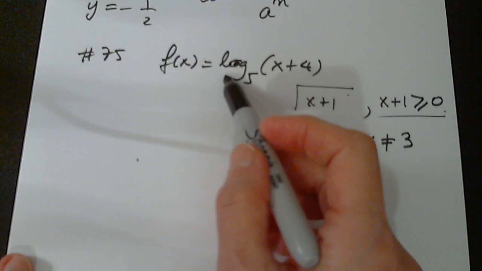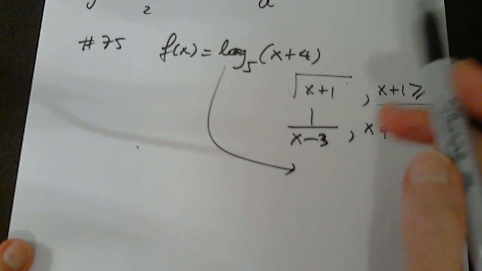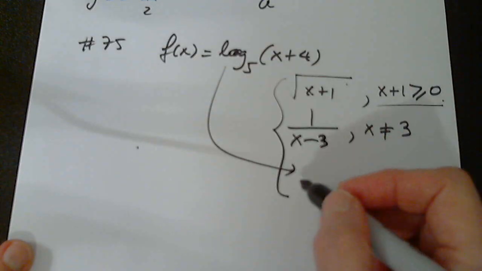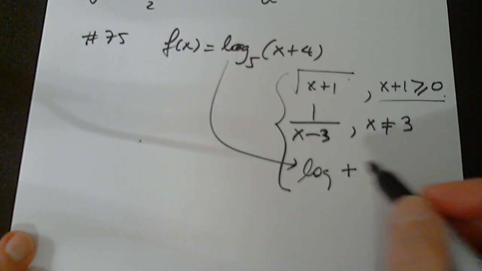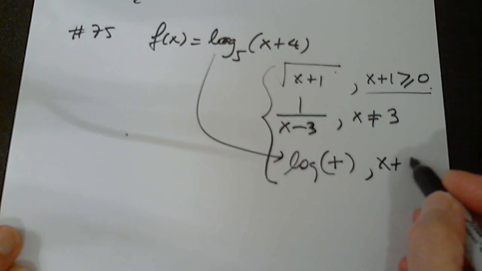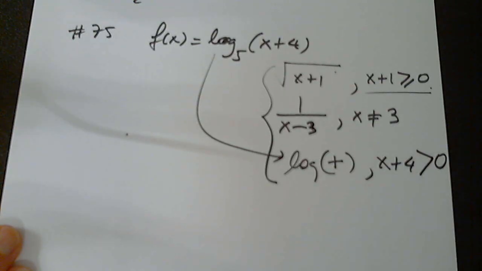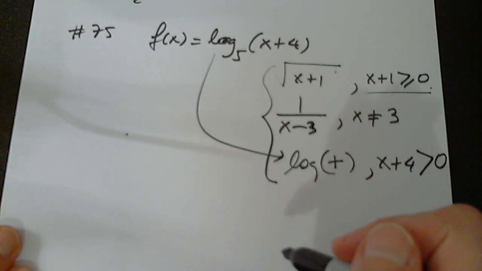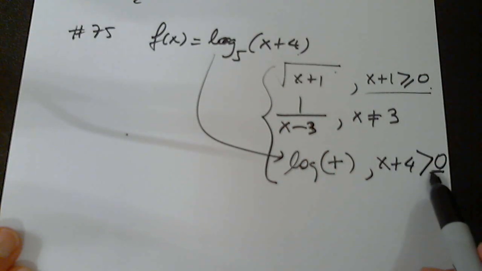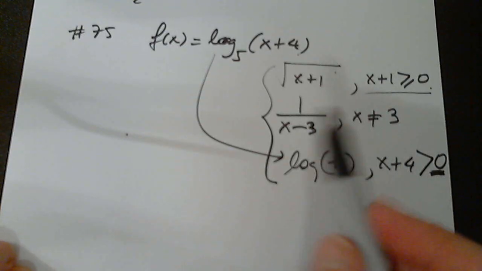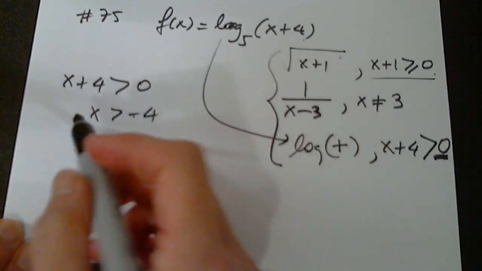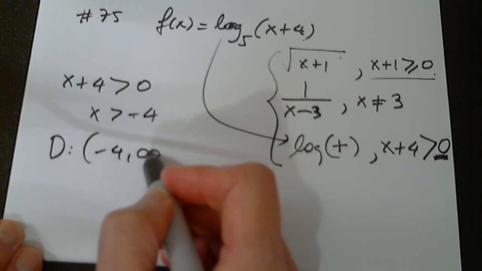Now, this is the last function that has potential problems. Log. Log has to be applied to positive numbers only. So in this case, I have to write that x plus 4 is strictly greater than 0. That's how I find the domain. Log can be applied only to numbers strictly greater than 0. So once I write that x plus 4 is greater than 0 and x is greater than -4, the domain will be -4 to infinity.